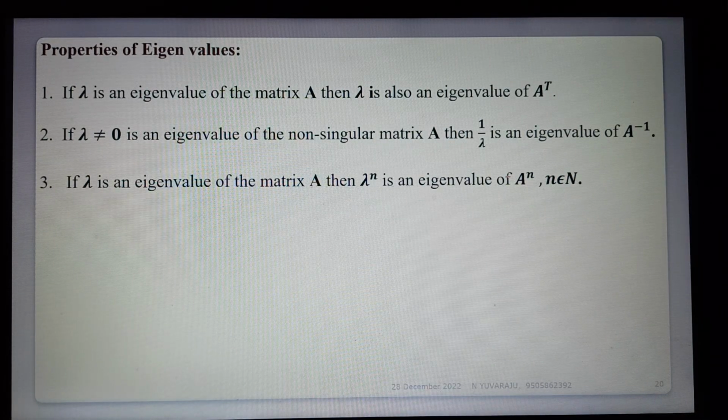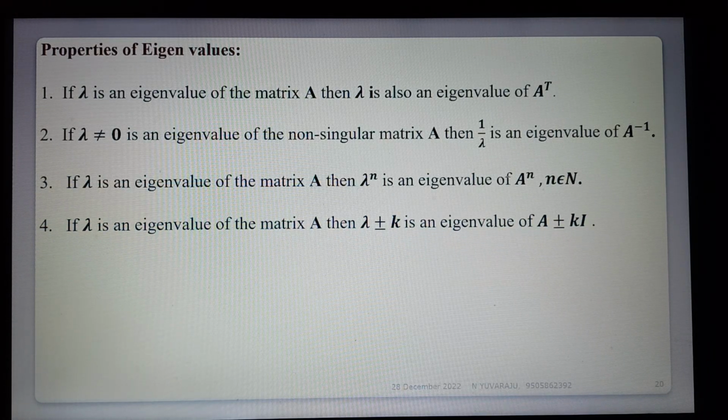Third one, if lambda is an eigenvalue of the matrix A, then lambda power n is an eigenvalue of A power n, where n belongs to capital N. And lambda is an eigenvalue of A, then lambda square is an eigenvalue of A square, lambda cube is an eigenvalue of A cube, and so on. That is the eigenvalues.